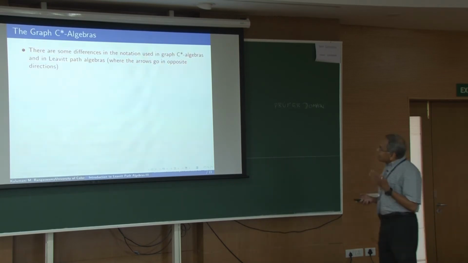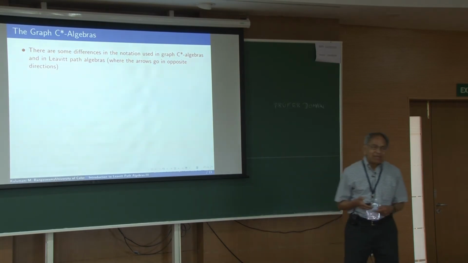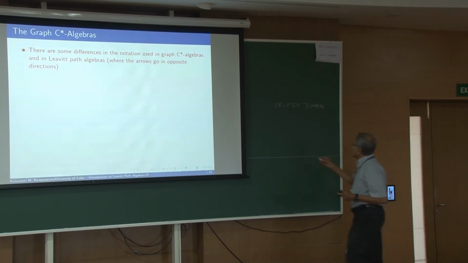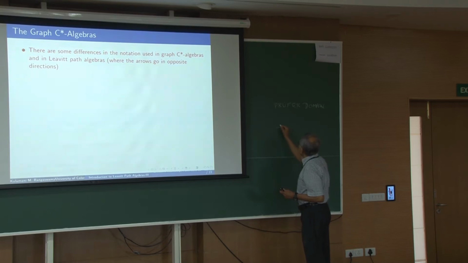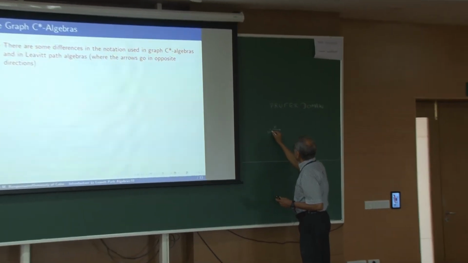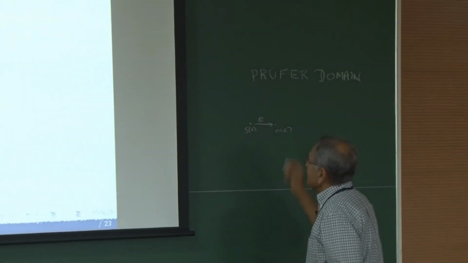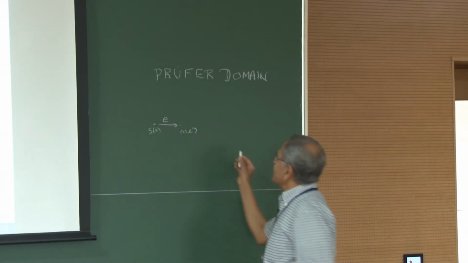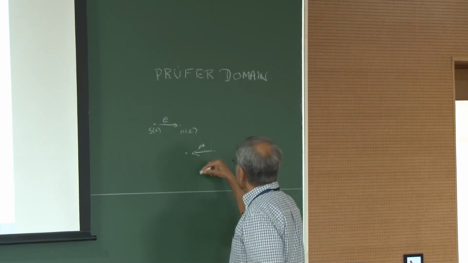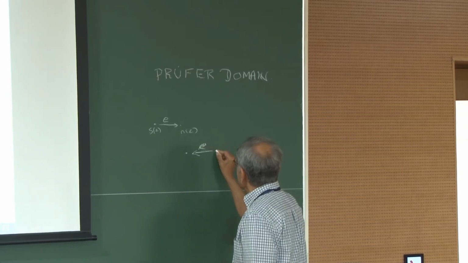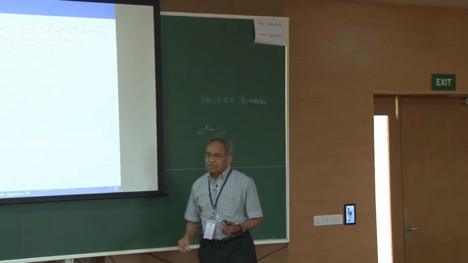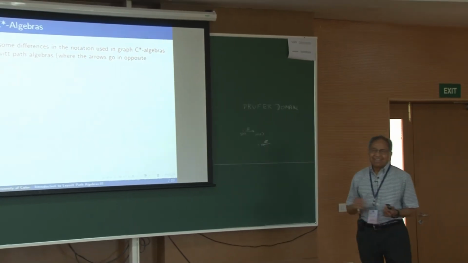And there are some differences in notation though. In Leavitt path algebra, when we write an edge, for instance, usually this vertex is called the source of E, and this will be the range of E. The graph C-star algebras do it in the opposite direction. For them, when they want to denote an edge, they do it like that. My friend Astrid calls it the Southern Hemisphere convention.